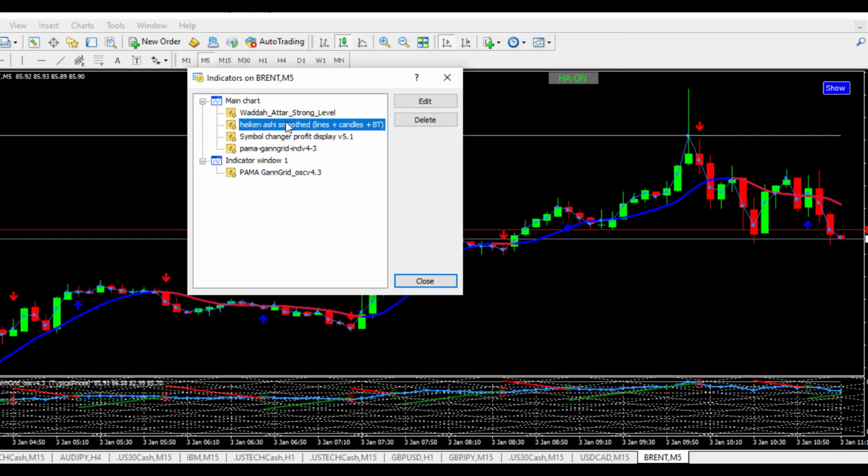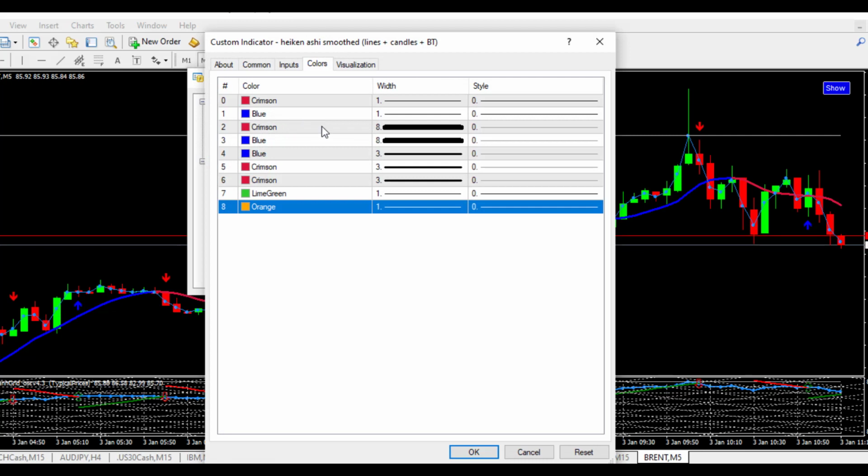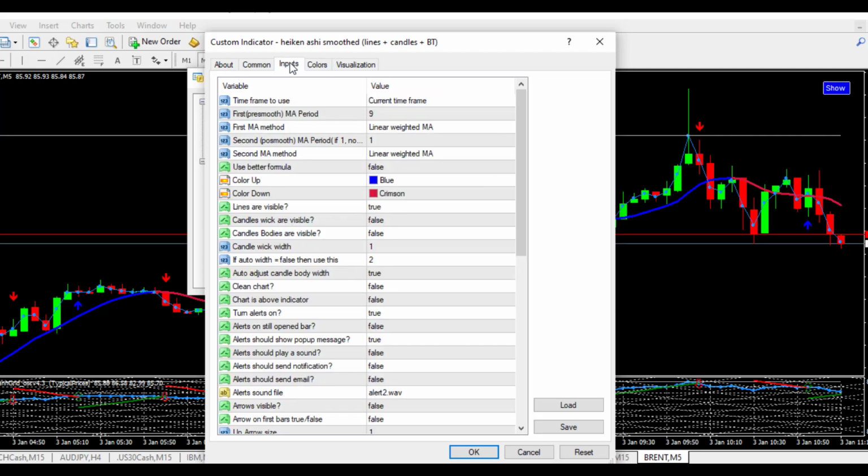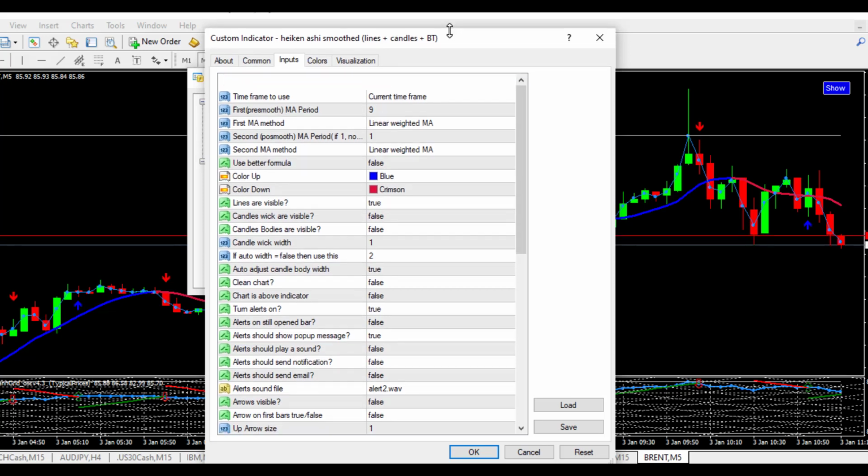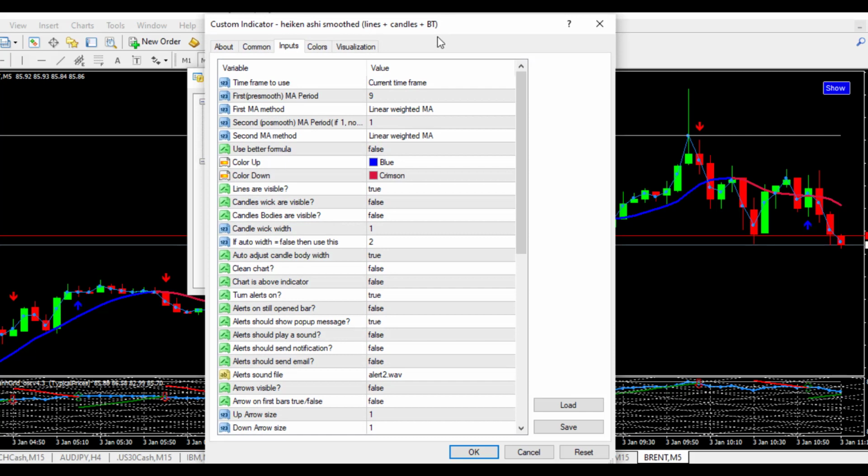So the next indicator is this Ekinachi indicator that I just changed right now. The crimson for a sell and the blue for buy. And these are the settings. You can play with the MA period, but the MA period I'm using right now is 9. So you can play with it. So this is the setting.